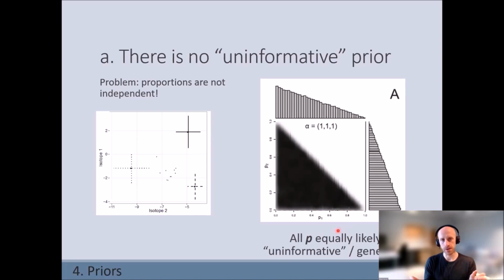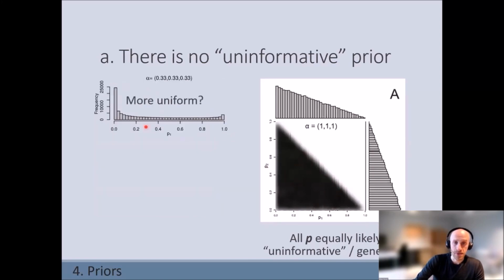So it's uninformative, or it's not really uninformative. The prior information is that the diet is generalist. All proportion combinations are equally likely. So it's uninformative on the simplex, or this combination of proportion space.